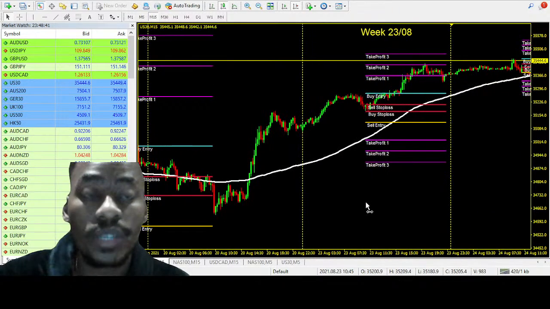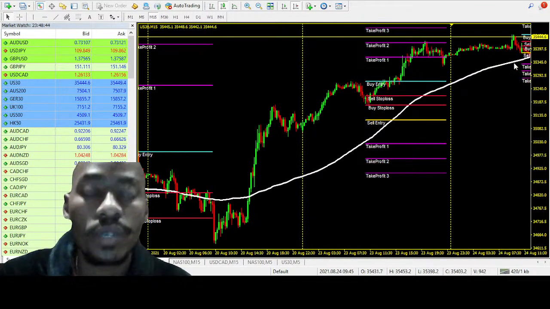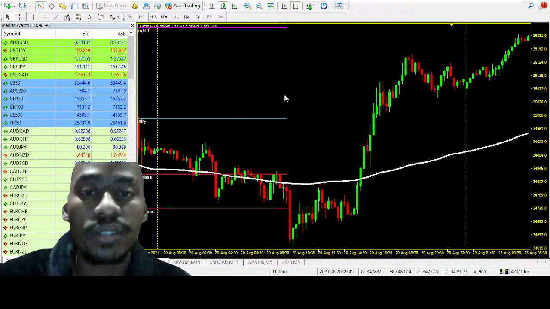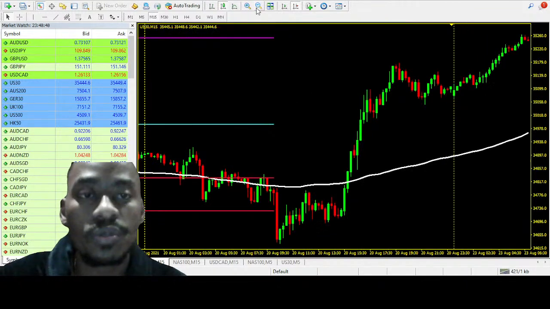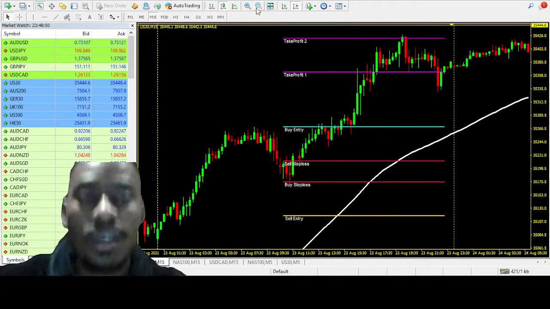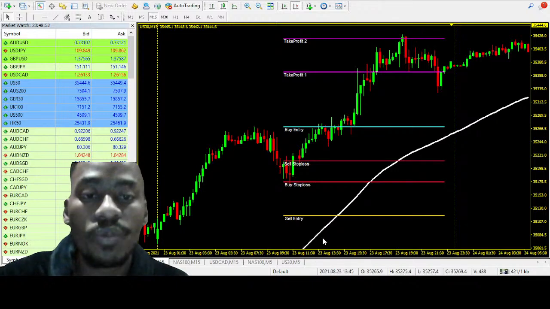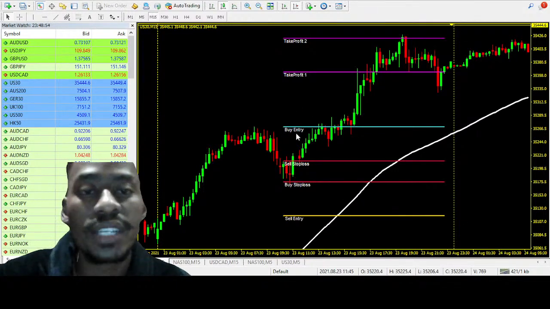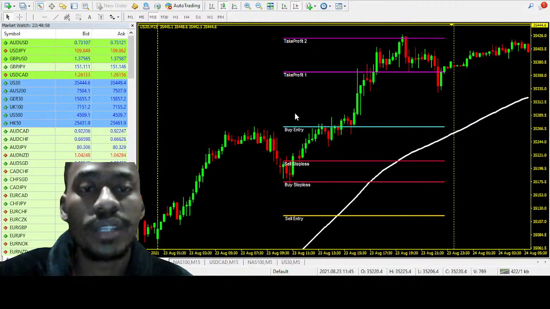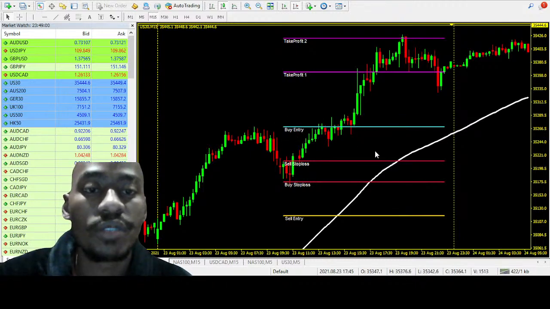Now this is last week's price action, the 23rd of August, and as you can see right there, let me just zoom out one more time. Okay, there. This is a perfect trade that we're looking for. It gave us an additional trade when the market opened, of which this price was above the 100 period moving average, and then there was the buy entry.